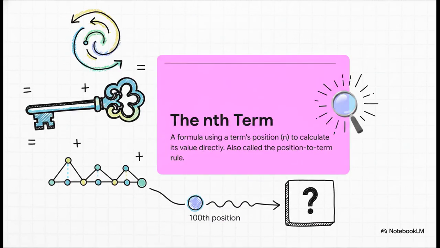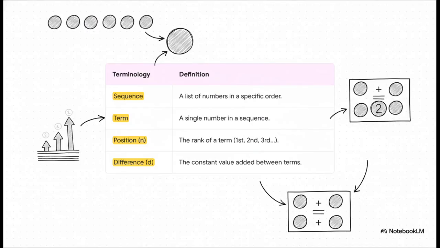And here it is, the nth term. This isn't a step-by-step rule, it's a direct formula. You tell it what position you want, say the 100th, and it just calculates the value for that exact spot. It really is a master key. Now, to use this key, we just have to know the lingo. This sequence is the whole list of numbers.